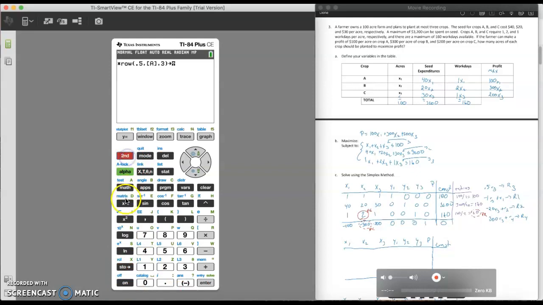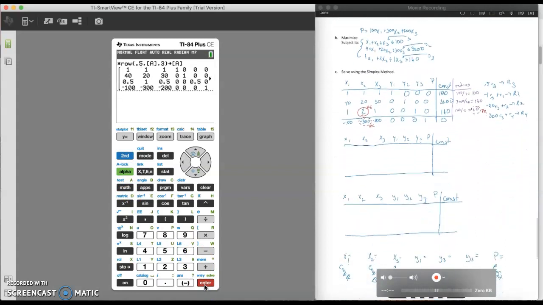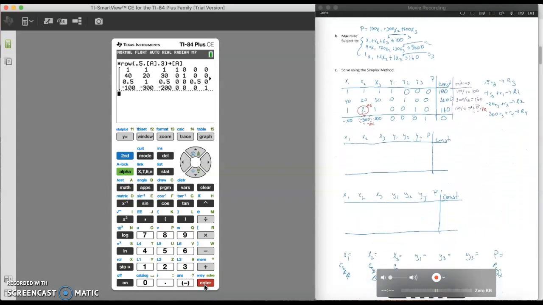Store into matrix A. Okay, so I'm going to start filling in by doing row 3. So this bottom row right here inside though, 0.5, 1, 0.5, 0, 0, 0.5. I've got to scroll over. 0 and 80.